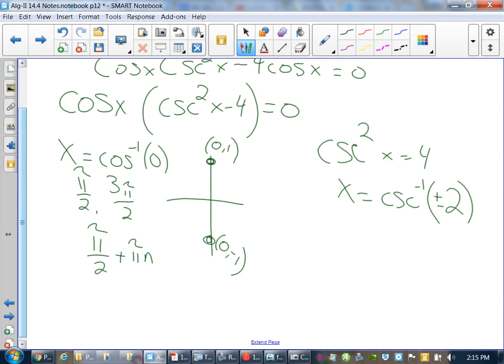Cosecant being positive occurs where sine is positive, first and second. So you're at pi over 6, 5 pi over 6. Now, those two are not the same distance apart as you go completely around the circle. So the general solution for these guys would be slap a pi n next to both of them.